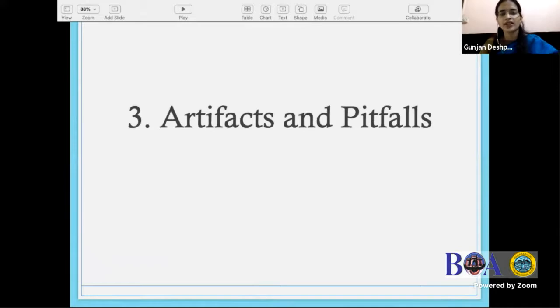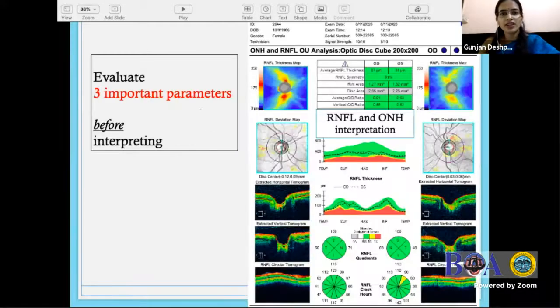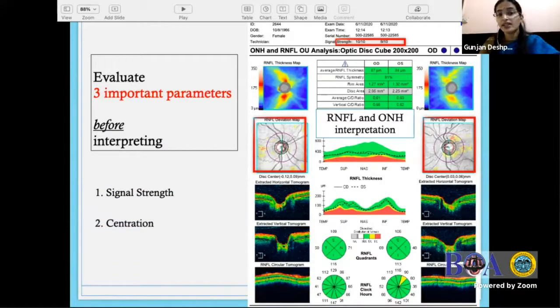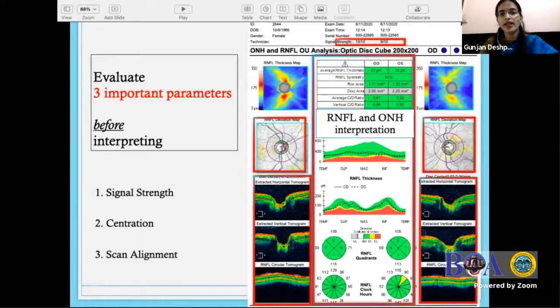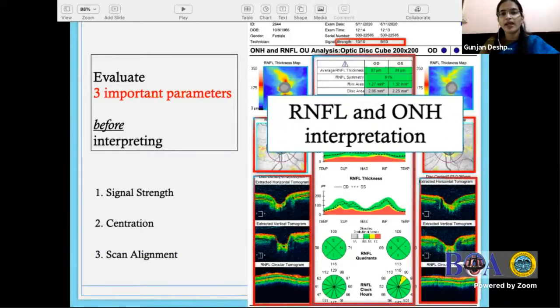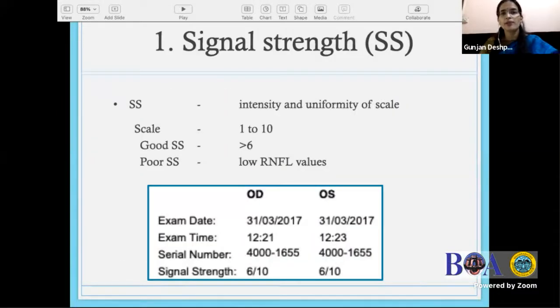ganglion cell complex analysis. Touching the artifacts and the pitfalls in the end, there are three important parameters that must always be seen before we interpret any OCT printout. First is the signal strength. The second is the centration, whether it is centered well or not. And last is the scan alignment. And then only we should be taking the printout as good quality and then go for further interpretation.